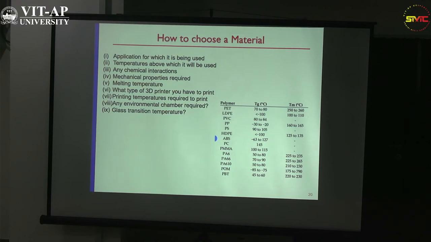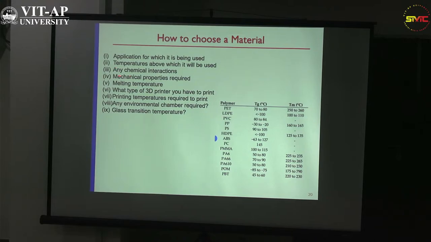Next, suppose it is undergoing impact loadings, then polycarbonate, PETG, etc. I gave you. If it is being used for food containers, PETG, I have shown you earlier, right? So, the temperatures above which it is being used. You should choose the material which has a glass transition temperature above the temperature at which you are going to use the final product. Otherwise, if you use it above the glass transition temperature of the material, it will become rubbery and soft, and it will not serve the purpose.